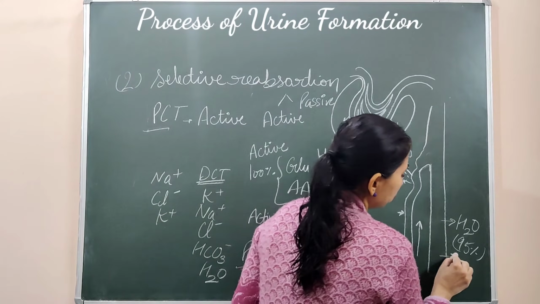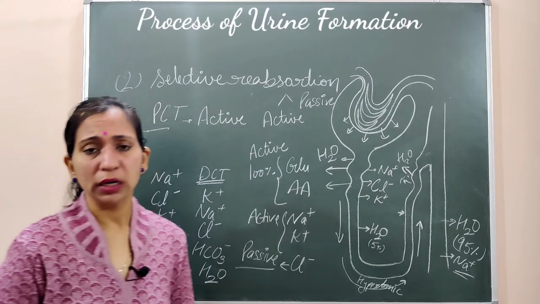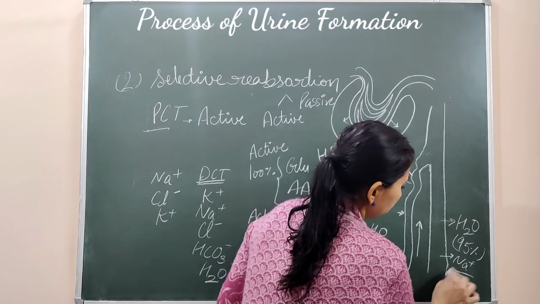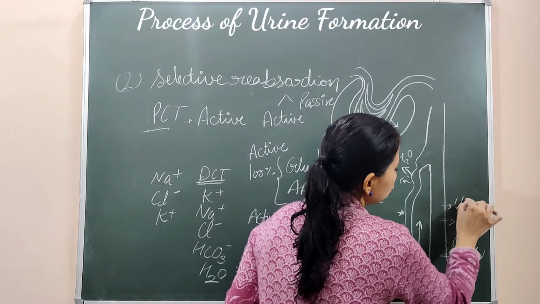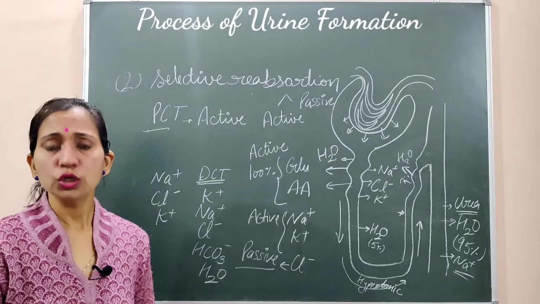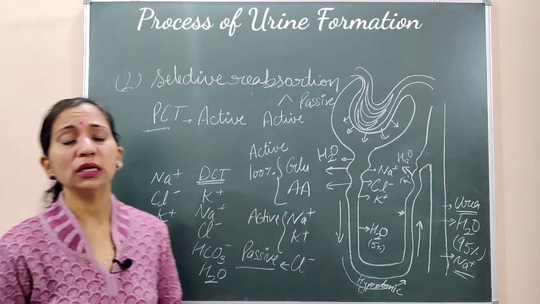Besides this, the sodium ions will also reabsorb here. These sodium ions will reabsorb under the control of aldosterone hormone, and here some amount of urea will also be reabsorbed. Urea will also be reabsorbed to maintain the osmotic balance of the body. So this process is known as selective reabsorption.